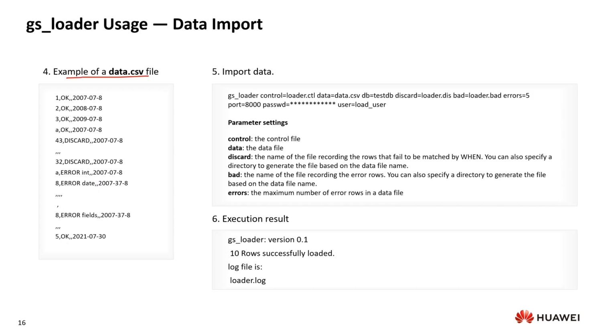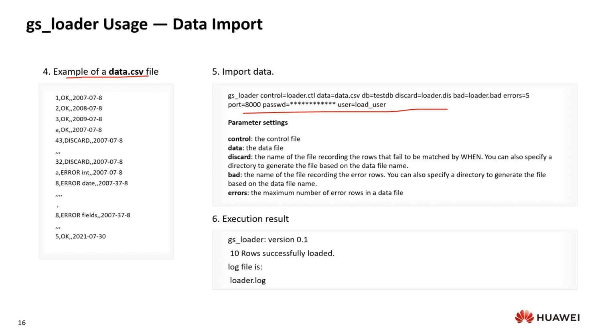It's a regular comma-separated value file. Values are separated by commas. When everything is prepared, run the Gauss loader command to import data. Let's focus on some key parameters in the command line here.